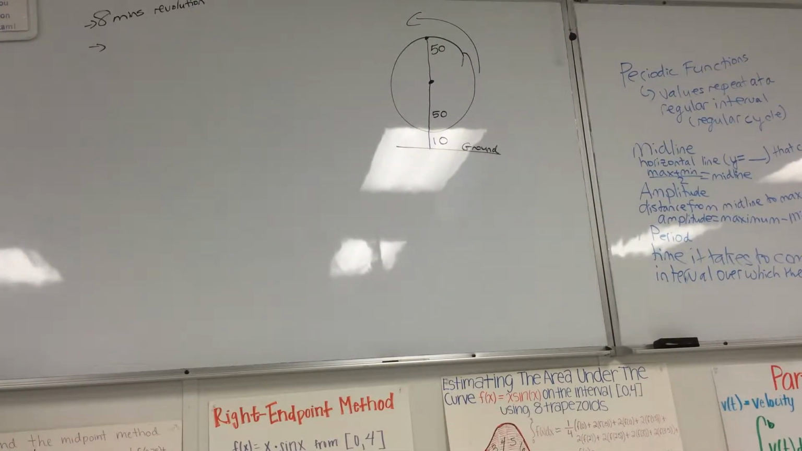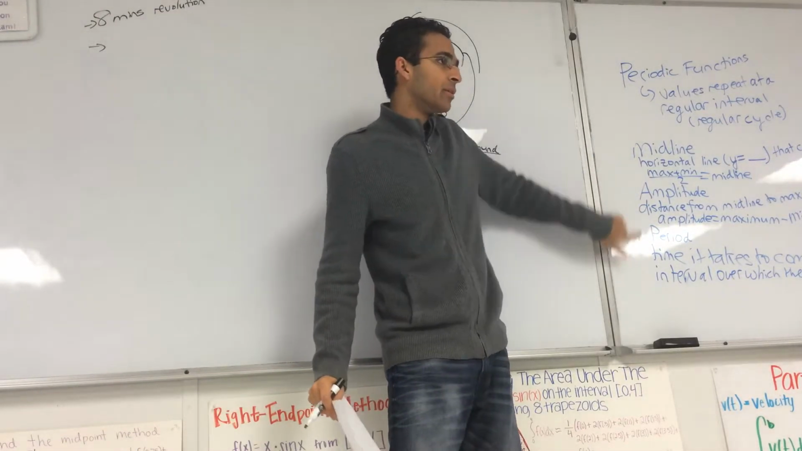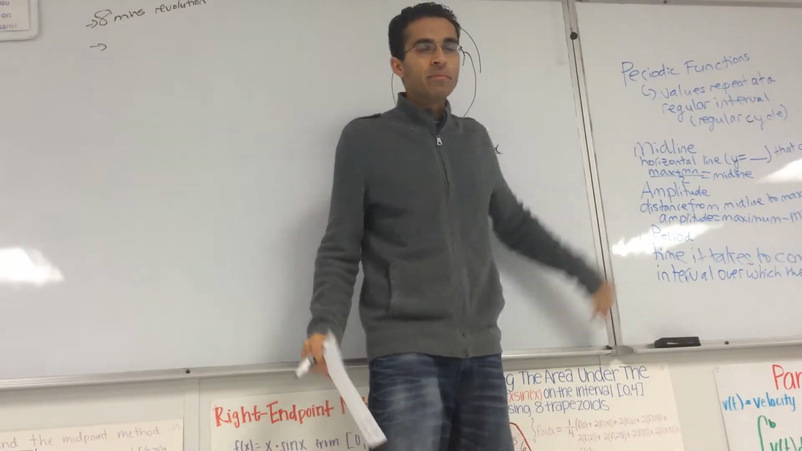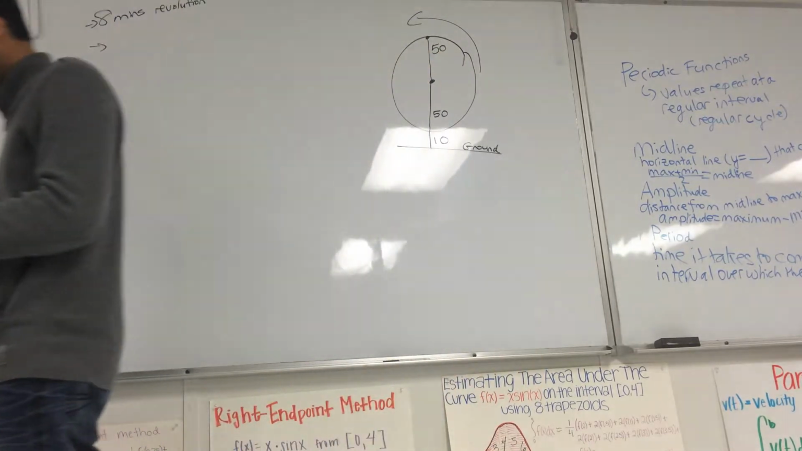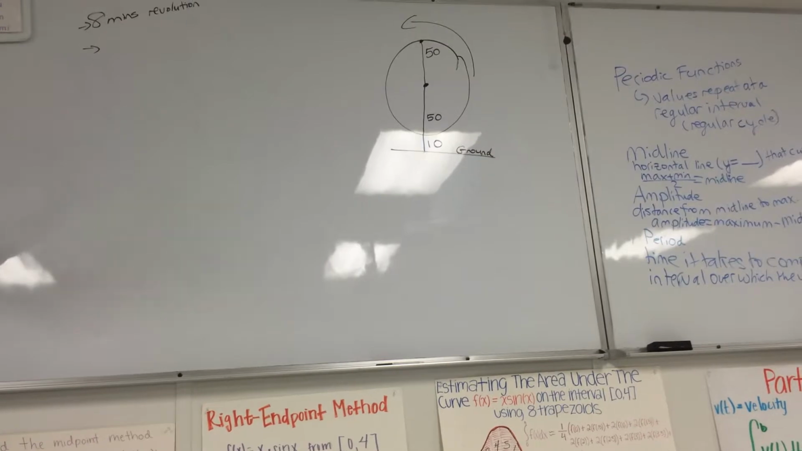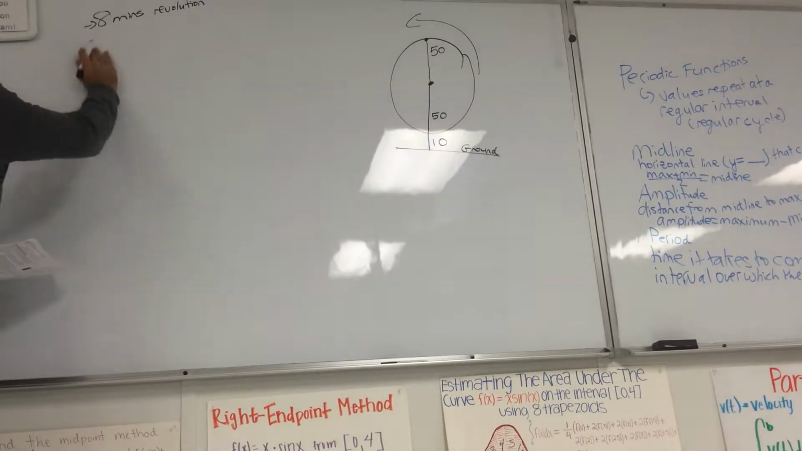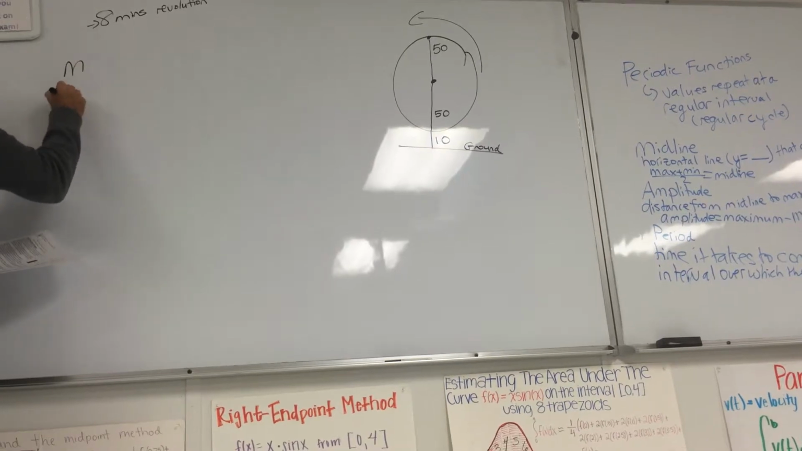Okay. Part A. Sketch a graph which represents the height above the ground of the person in car A from t equals 0 to t equals 16 minutes. Find map, maximum, minimum. When we say map, we mean midline, amplitude, period. So they want us to find midline, amplitude, period, max, and min, and draw the graph. Okay. So, map.